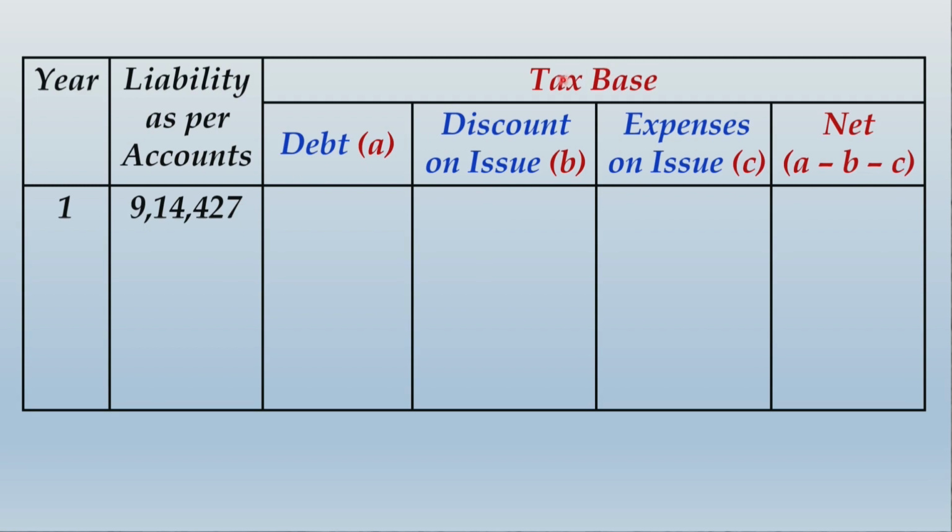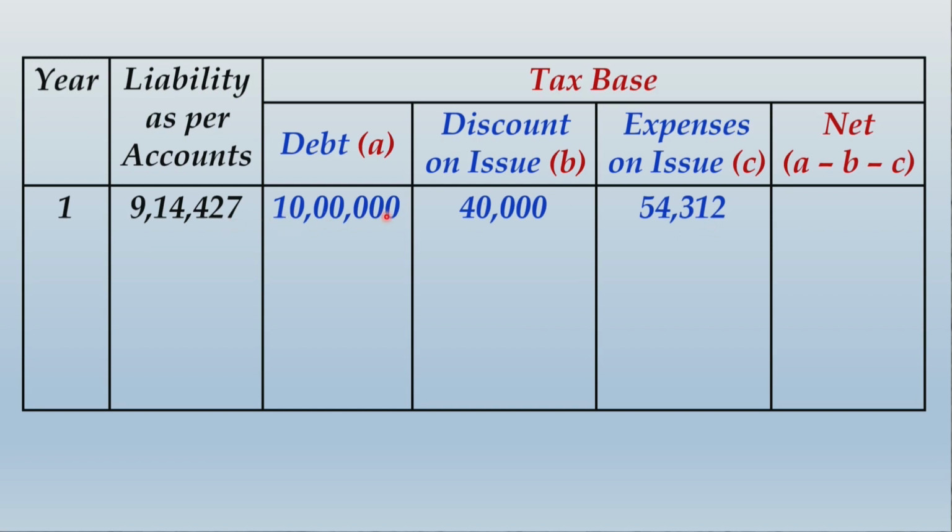On the other side, when you look into the tax base, the amount of debt as per tax base will be simply the nominal value, that is 10 lakhs. Discount on issue initially was 50,000. 1/5 of that discount was amortized, so discount on issue will be 40,000, and similarly 1/5 of the amount of expense on issue was also amortized. So after that amortization, the tax base of expense on issue will be 54,312.